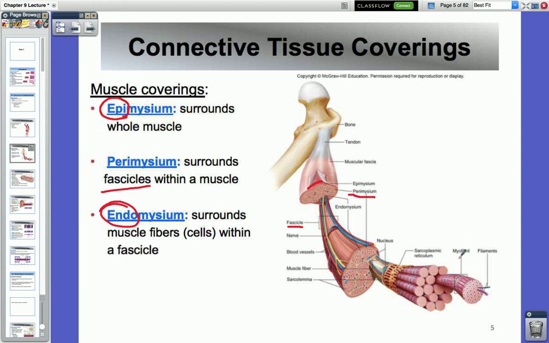And the myofibrils, if you look here, are made up of even smaller structures, and these are called filaments or myofilaments. And we'll talk about these myofilaments a lot, because these are what's going to be responsible for muscle contraction, and the way that they interact with each other is what allows for muscle contraction.